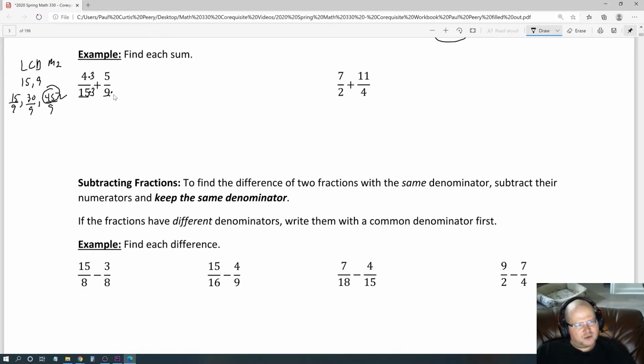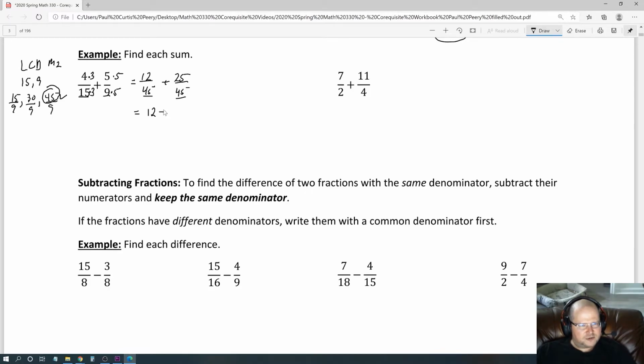To turn a 9 into a 45, we multiply it by 5. We also have to multiply the numerator by 5, again, to keep it an equivalent fraction so we don't break it. So now what we end up with is 12/45 plus 25/45. Since they are like fractions and the denominators match, we can simply add the numerators together.